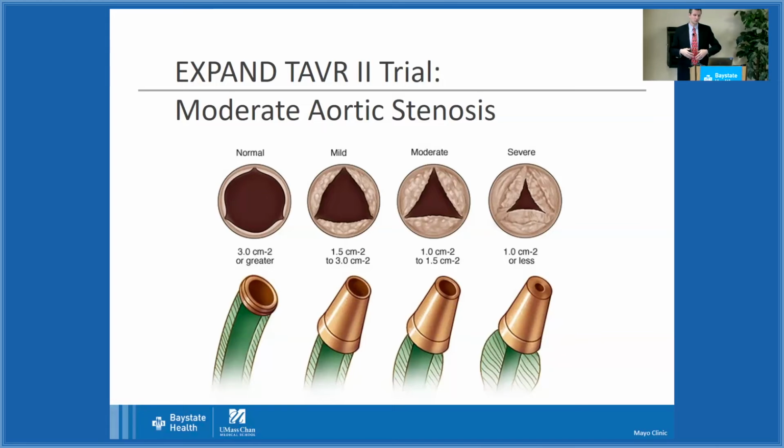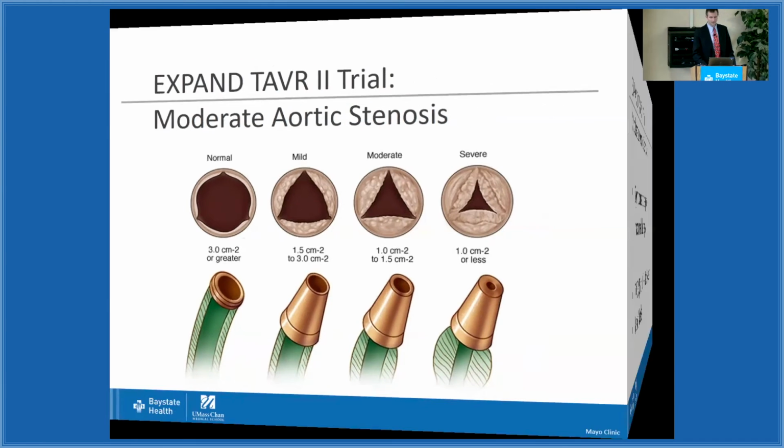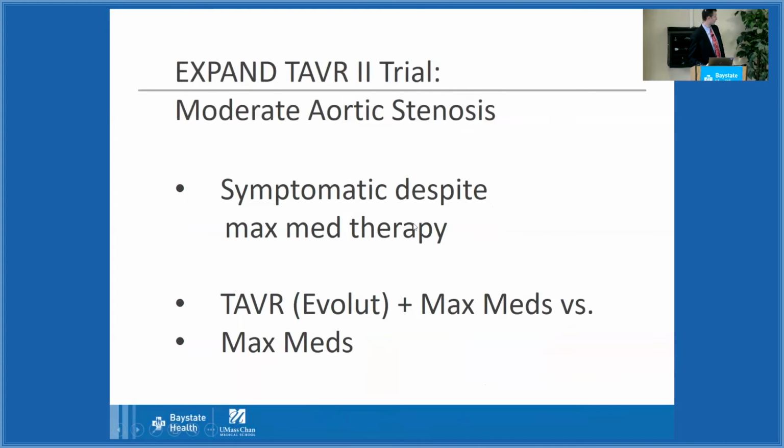So if you have a valve area that's 1.2 and you're short of breath and full of fluid and struggling to walk, let alone go upstairs, maybe you'd benefit from valve replacement. And that's what the Expand TAVR trial is all about. It's treating people who are symptomatic despite maximum medical therapy, and it compares the current standard of care, the previous standard of care, which is maximum medical therapy, to valve replacement plus maximum medical therapy. So we're very fortunate that not only do we have some really exciting therapies to offer, but we have exciting therapies and exciting trials that are bringing these to more and more people who may benefit from them.